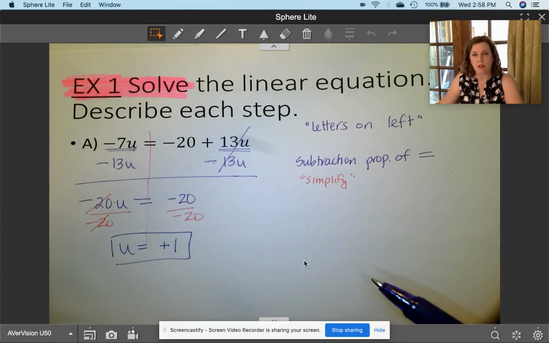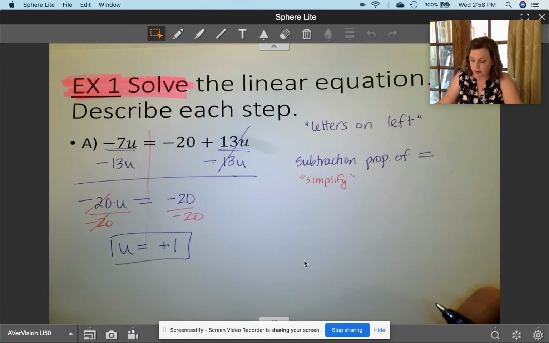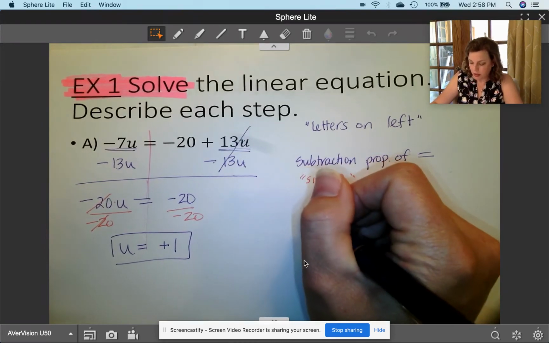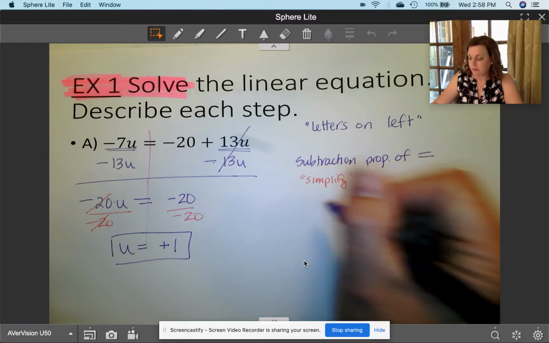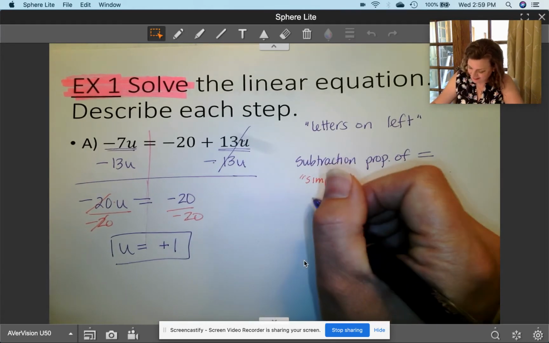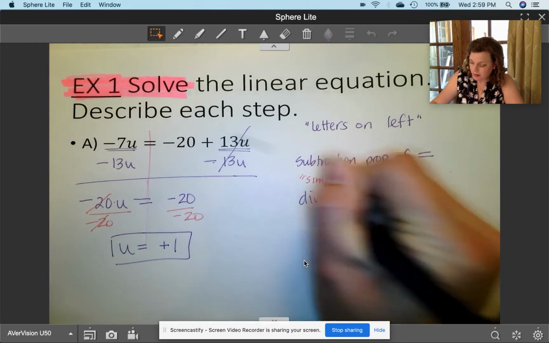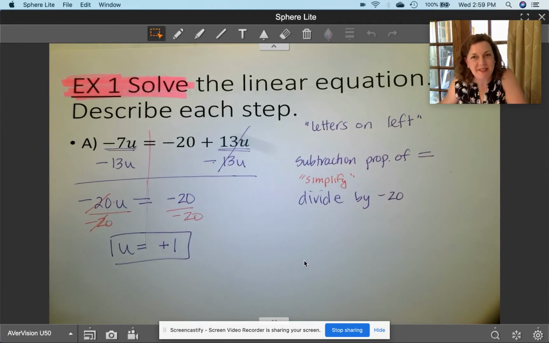So you might have to be filling in these values. You might have to be filling in drop downs to what is the property that we're using. And so they might have the division property of equality. I'm not sure. It might be divide by 20. Divide by negative 20 on both sides. I'm not sure what the words are.